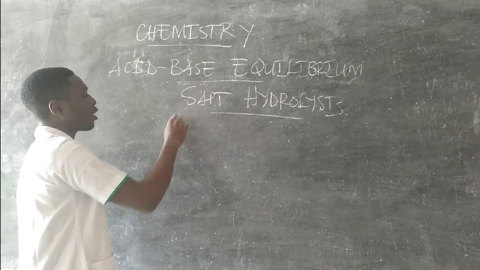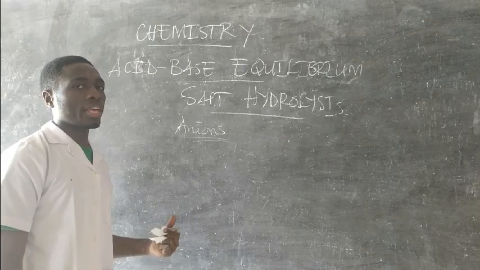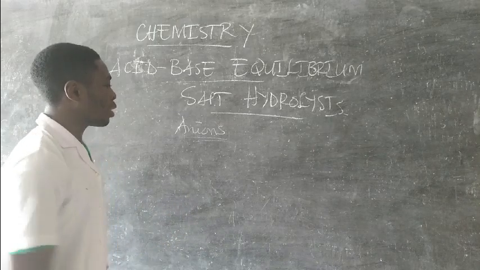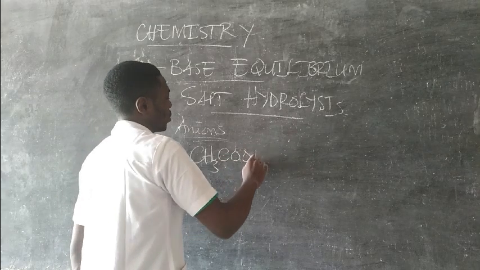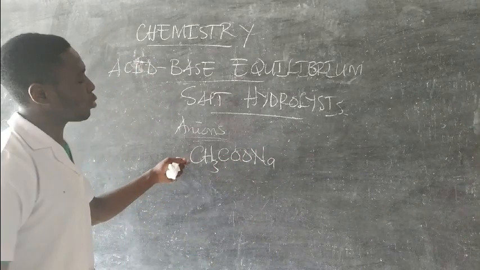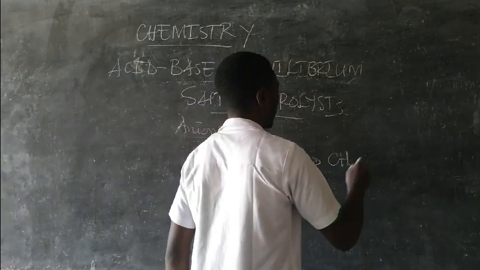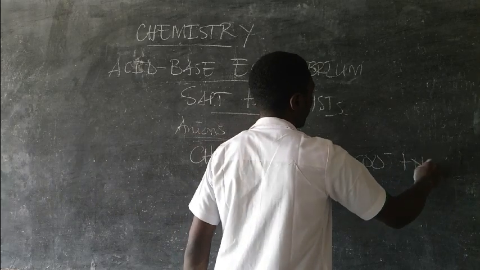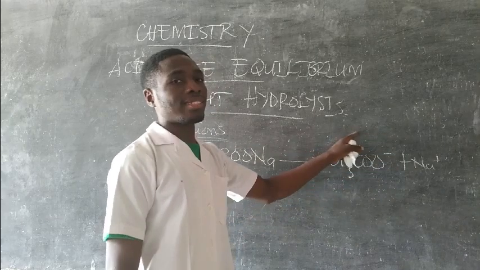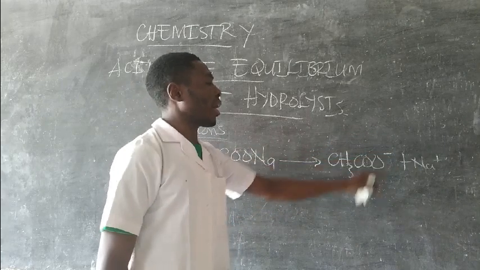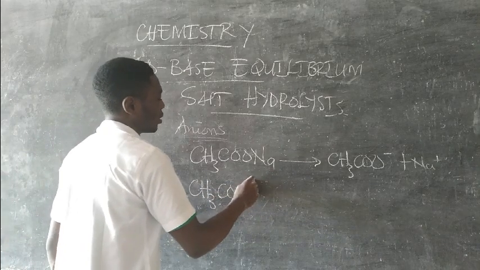That was cations. Anions, which are conjugate bases of acids, are going to produce an alkaline solution. What do I mean by that? If I take a solution of sodium ethanoate, a sodium ethanoate salt, it will dissolve in water to give CH3COO minus plus Na plus. Remember, this is a conjugate base of an acid, and it is in water.